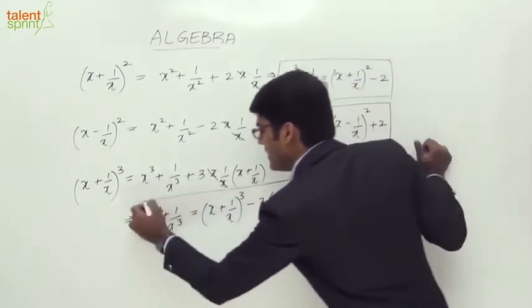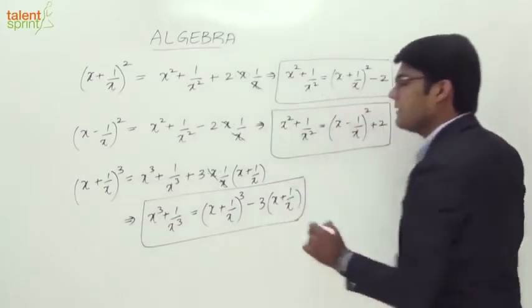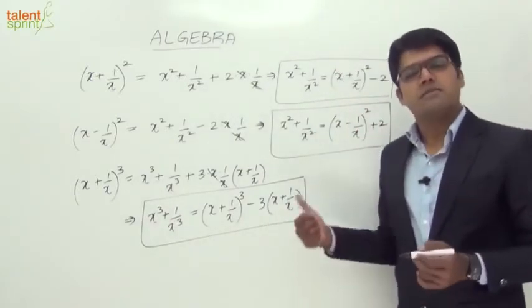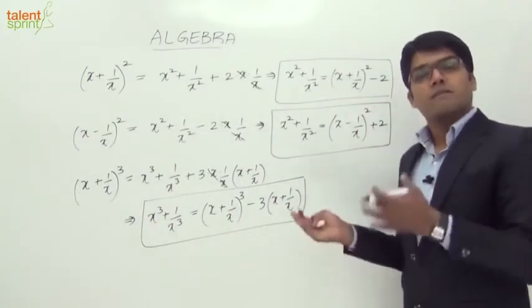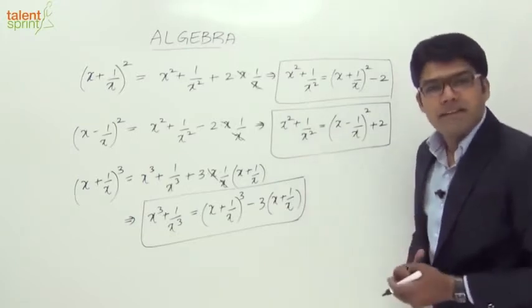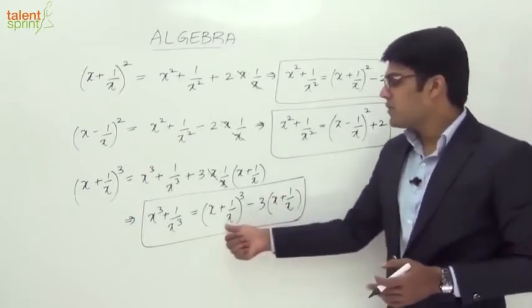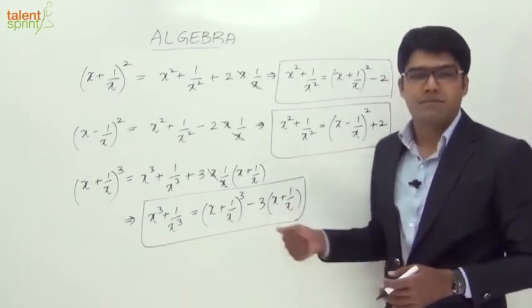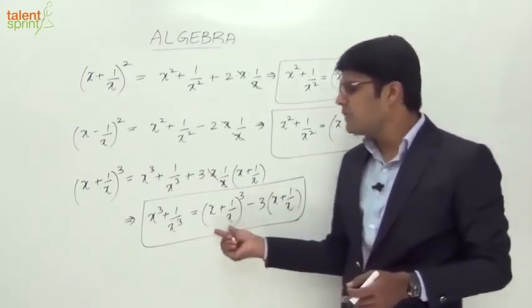Right? So if you can remember this, solving questions related to x cube plus 1 by x cube, or let's say a cube plus 1 by a cube, would become really very easy. x plus 1 by x whole cube minus 3 times of x plus 1 by x. So generally this value would be given, right?